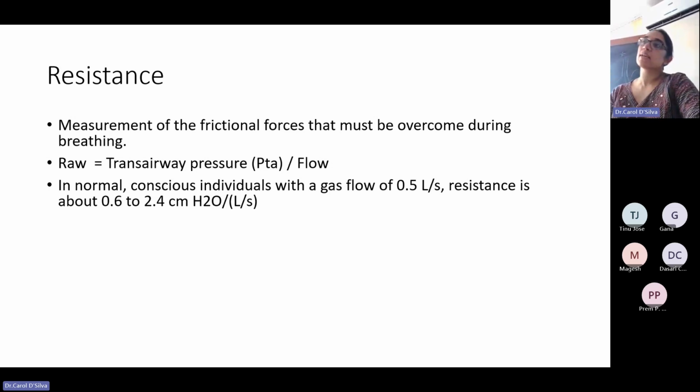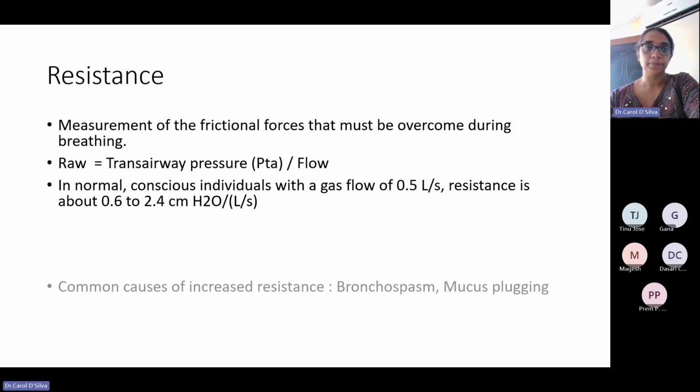If it's more than 10, it's really a high resistance. So why is the resistance higher? Because here you have a tube, you have HME filters, you have suction catheters. All of this is going to contribute to the resistance of the entire airway when the patient is on the mechanical ventilator.